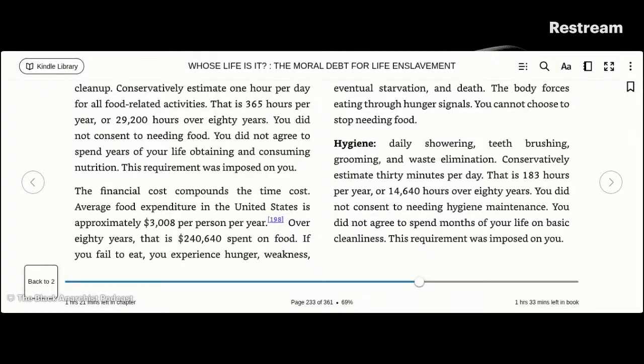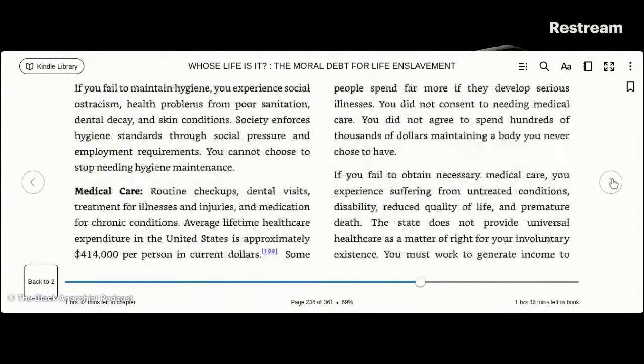You did not consent to needing hygiene maintenance. You did not agree to spend months of your life on basic cleanliness. This requirement was imposed on you. If you don't maintain hygiene, you experience social ostracism, health problems from poor sanitation, dental decay, and skin conditions. Society enforces hygiene standards through social pressure and employment requirements. You cannot choose to stop needing hygiene maintenance.